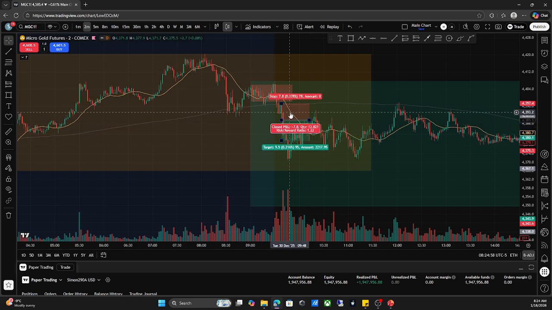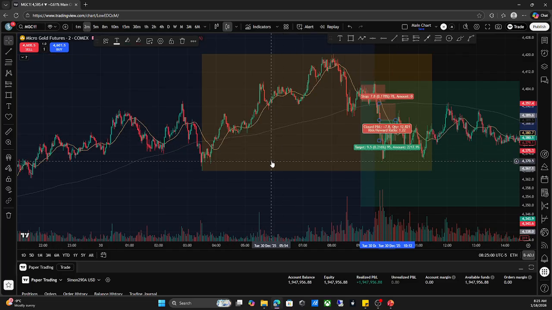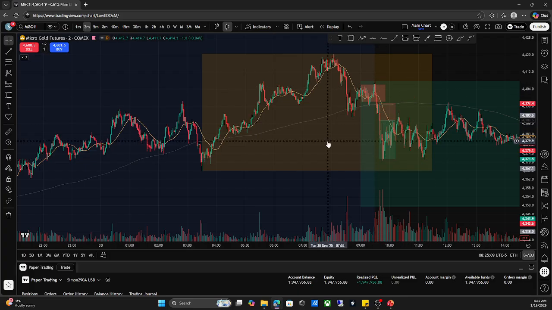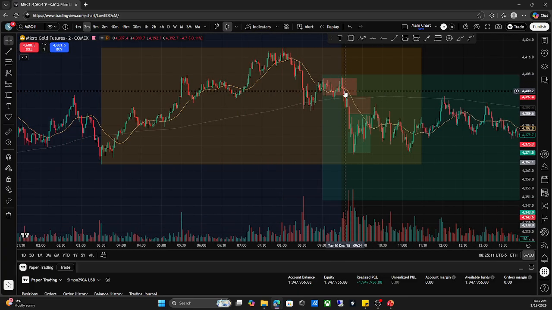1 to 1. It's a 1 to 1. It's such a view. The previous high, previous low. There. That's 2.2. Trade number 13. Okay. And it is a win.